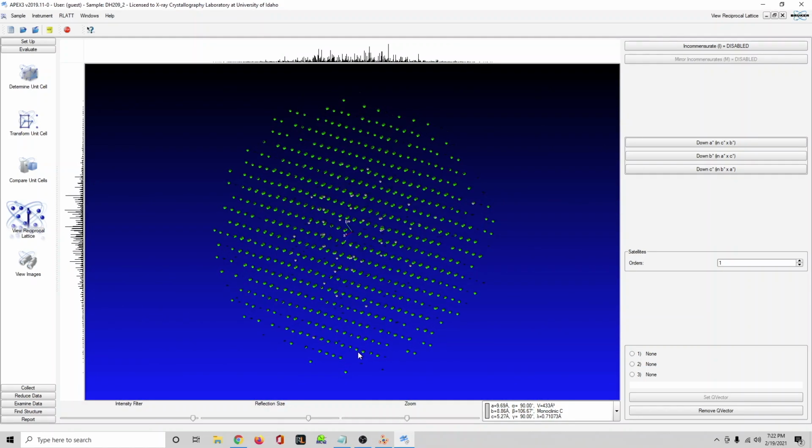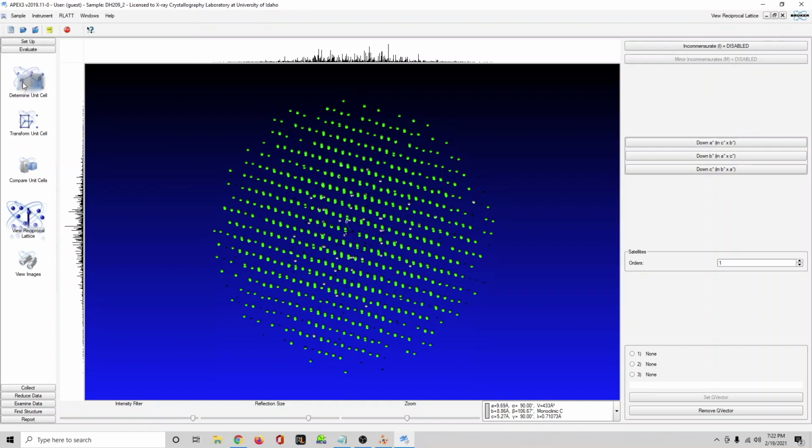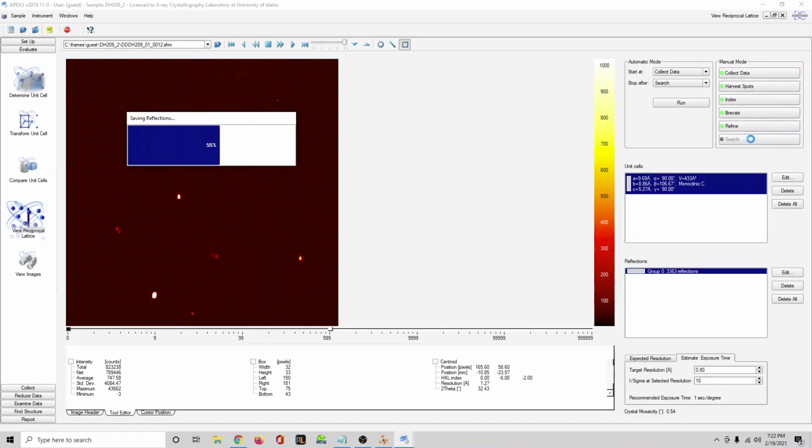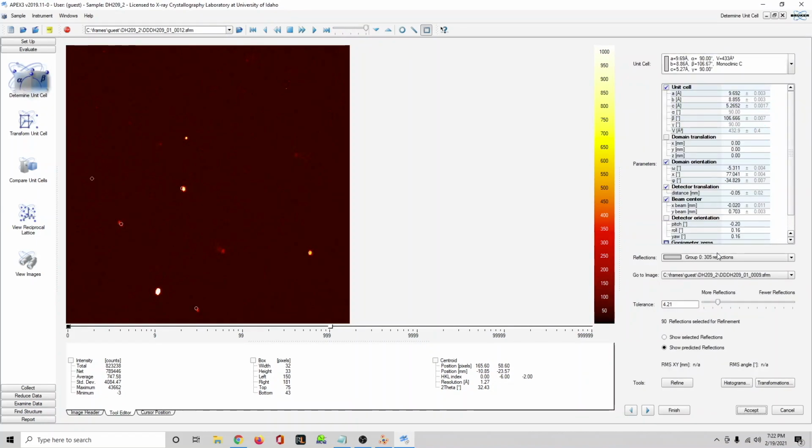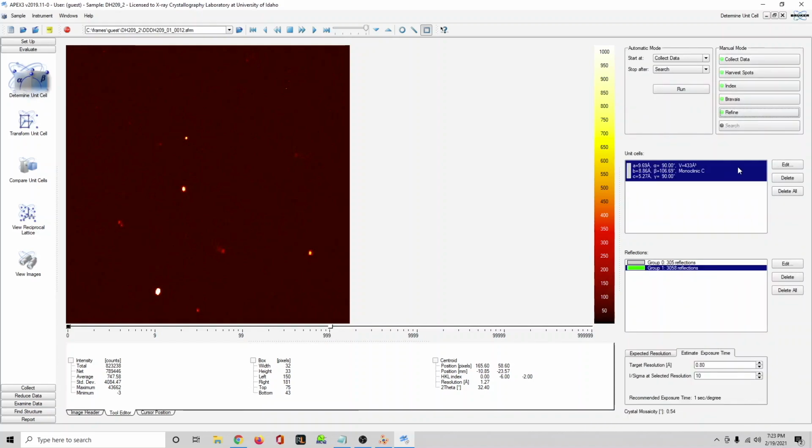And if we wanted to just ignore those gray reflections, we can refine our lattice further with only the green group if we wanted to. Say if I go refine and go here and now select the green group, this would actually improve our initial unit cell slightly, not much. But anyway, we have a unit cell that we can now integrate.